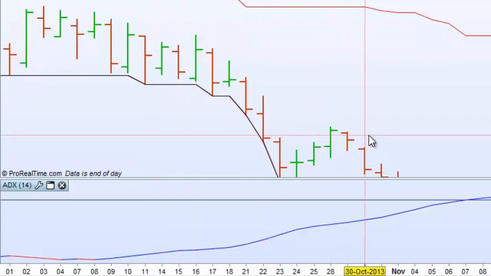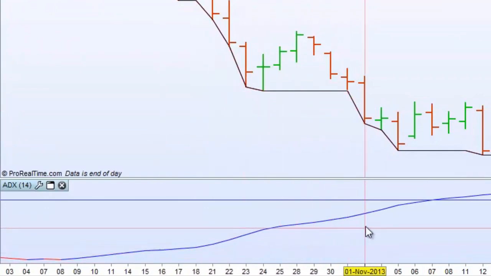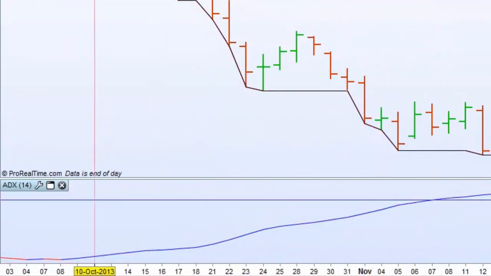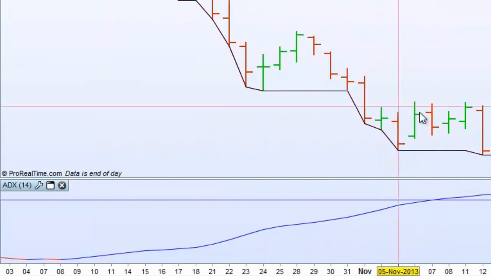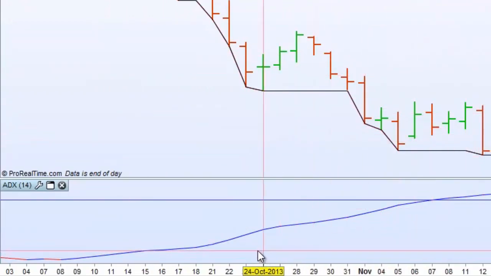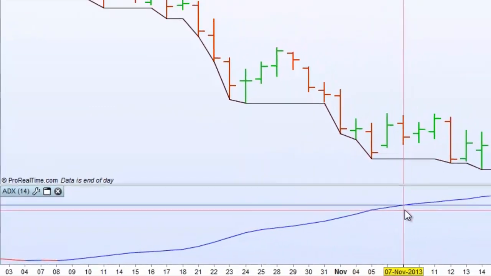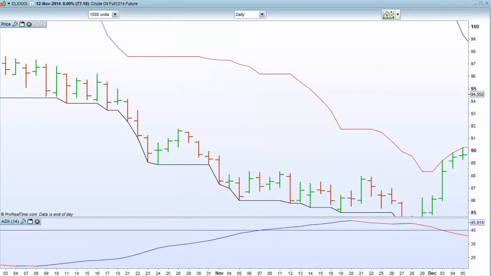The market trades lower, and it goes lower and lower. And notice how the ADX is rising during that time. That's because the strength of the trend is increasing. Remember, the ADX tells you the strength of the trend, not the direction. So you see that it starts increasing. Now, here comes the rule.